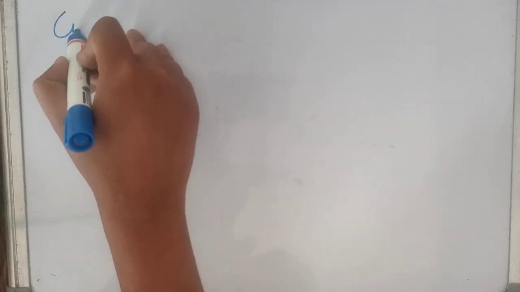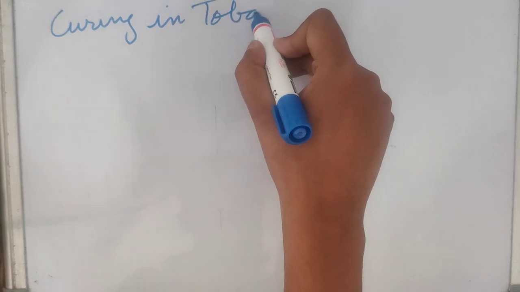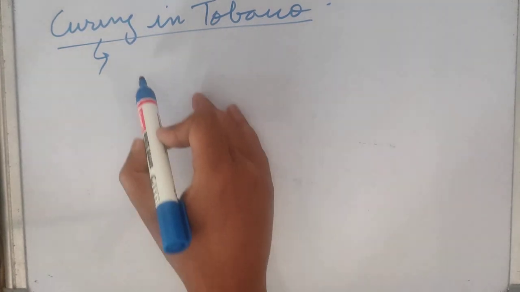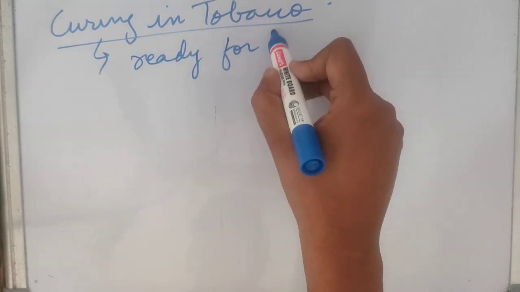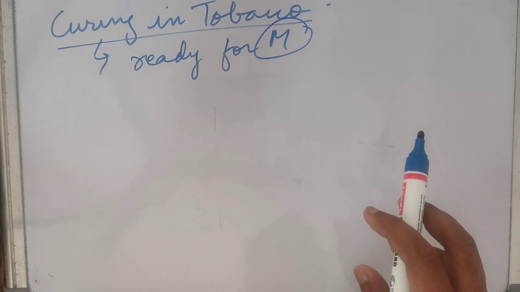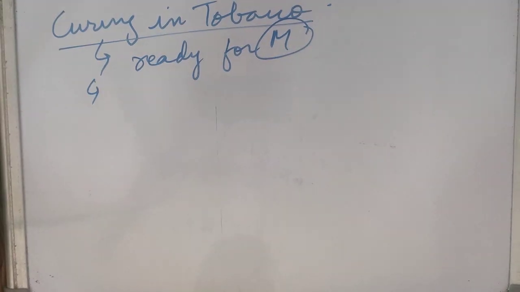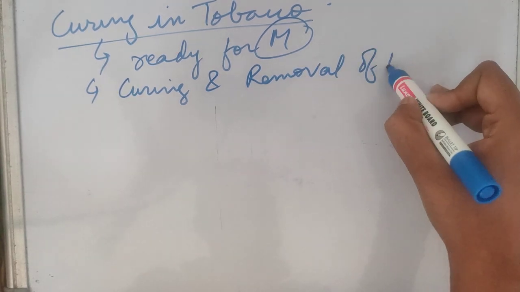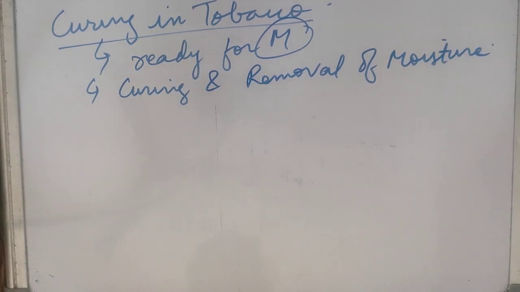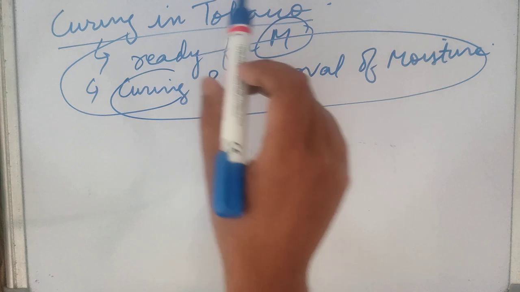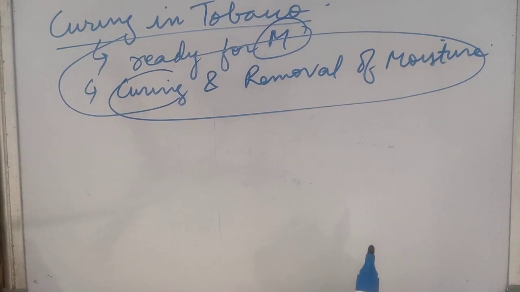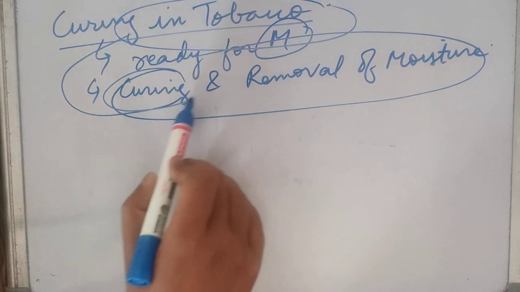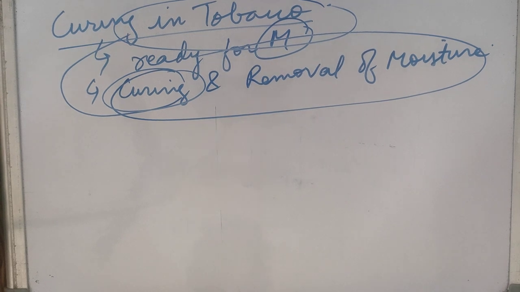Now moving on to the next topic, that is curing in tobacco. Curing is the process by which harvested tobacco leaf is made ready for market. Mainly tobacco gets its marketable importance through curing and removal of moisture. Due to curing and removal of moisture, the quality of tobacco is often decided. A good quality leaf from a field can be made poor by improper curing. If the quality of the leaf is good in the field, but we do improper curing, then the quality of the leaf will deteriorate. It will not give us so much price in the market.